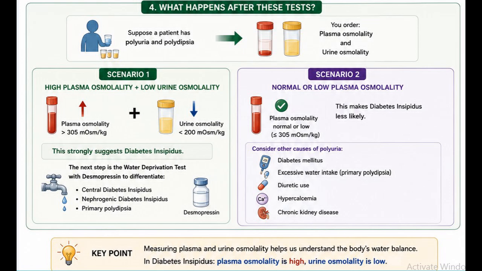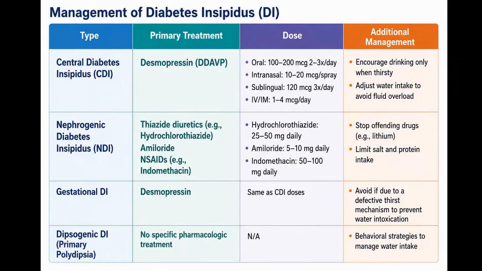central diabetes insipidus, nephrogenic diabetes insipidus, and primary polydipsia. Scenario 2: normal or low plasma osmolality. This makes diabetes insipidus less likely. The clinician should consider other causes of polyuria, such as diabetes mellitus, excessive water intake, primary polydipsia, diuretic use, hypercalcemia, chronic kidney disease.